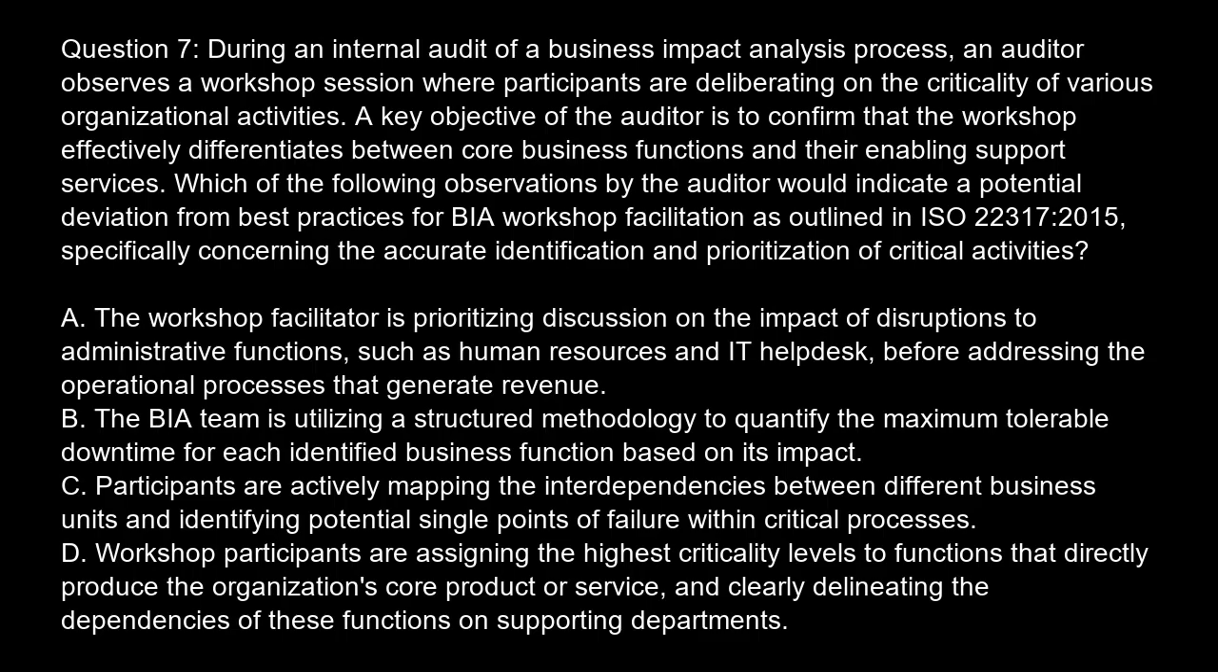Question 7. During an internal audit of a business impact analysis process, an auditor observes a workshop session where participants are deliberating on the criticality of various organizational activities. A key objective of the auditor is to confirm that the workshop effectively differentiates between core business functions and their enabling support services. Which of the following observations by the auditor would indicate a potential deviation from best practices for BIA workshop facilitation as outlined in ISO 22317-2015, specifically concerning the accurate identification and prioritization of critical activities?